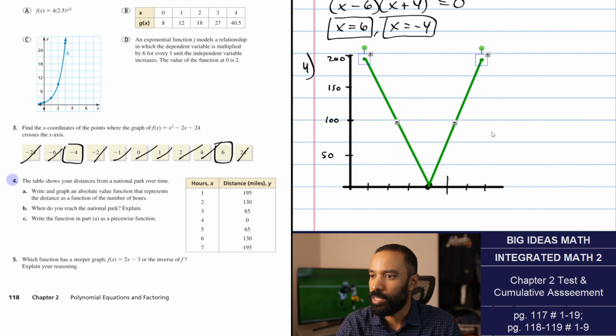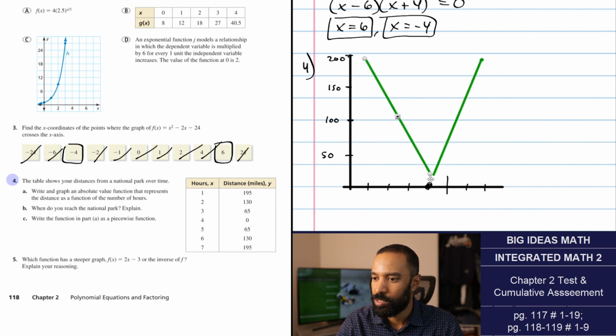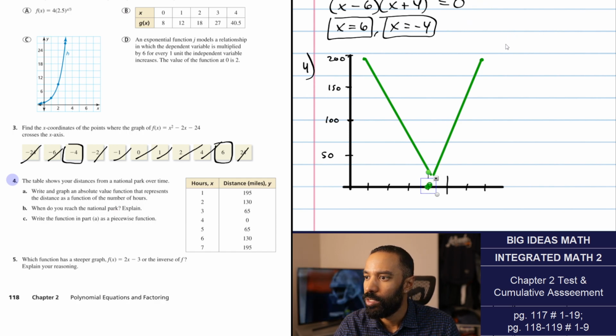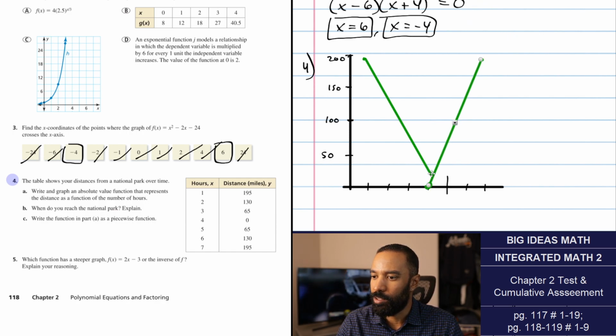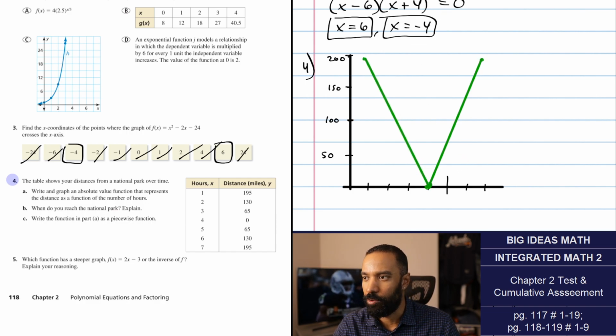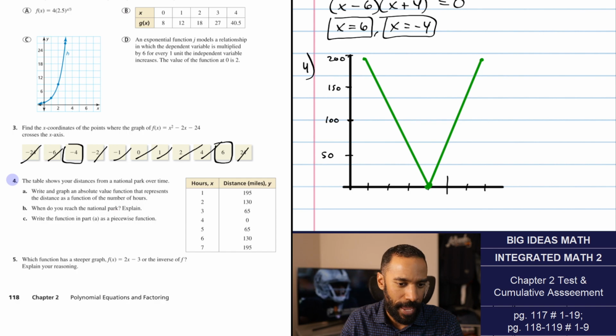How about green? Okay, so we got a green. Whoops. Hold on. Make that green as well. All right, so we got a green graph modeling this function. So clearly we're referring to a vertex. And I knew this went this way because they called it an absolute value.